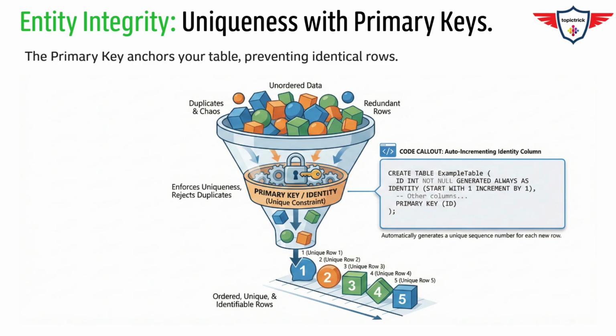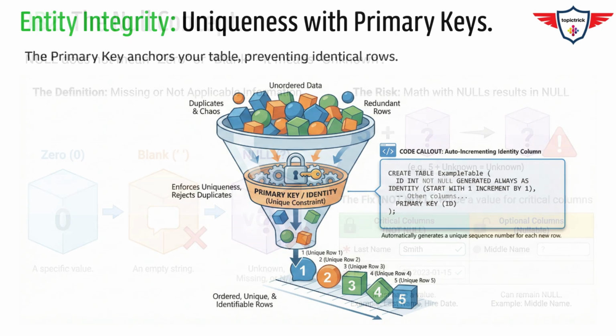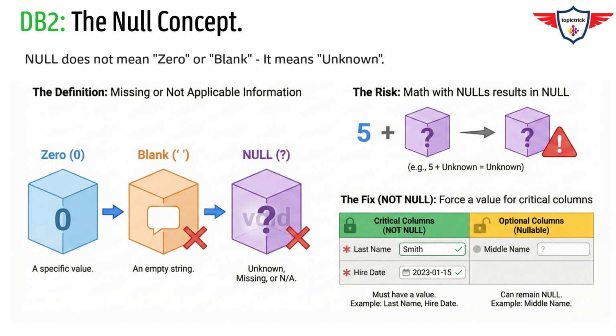Now we need to discuss a concept that is often misunderstood: null. What is null? Beginners often think null means 0 or blank space. It does not. Null means unknown. It means the value is missing or not applicable. Imagine you have a column for middle_name. If I don't have a middle name, what should be in that column? It shouldn't be a space, because a space is a character. It shouldn't be 0. It should be null.